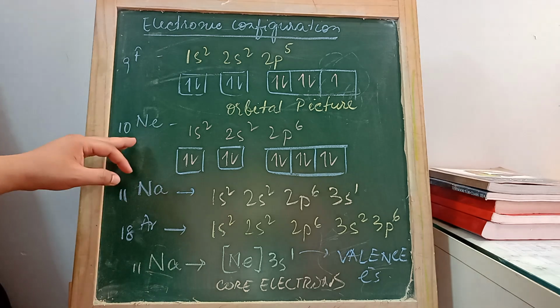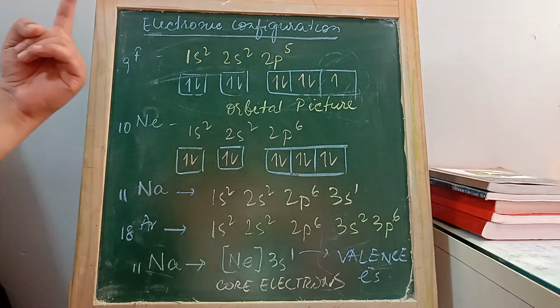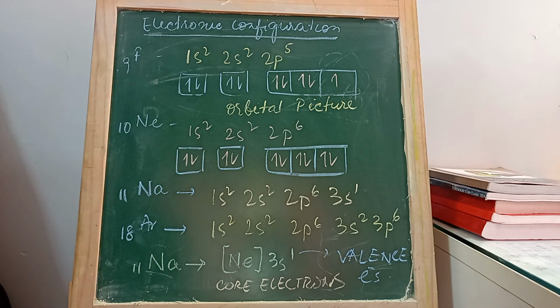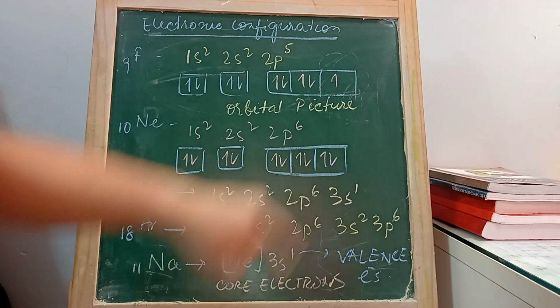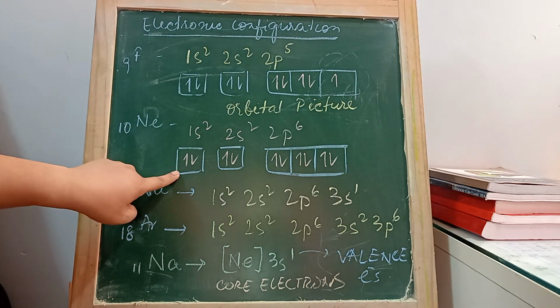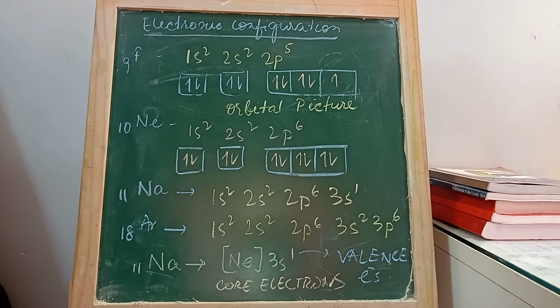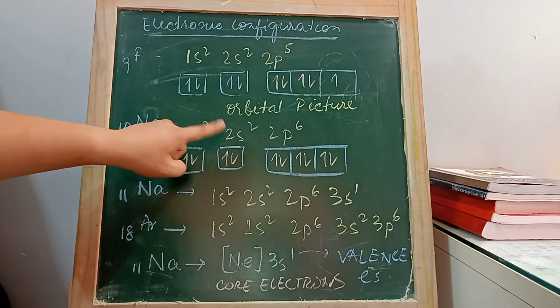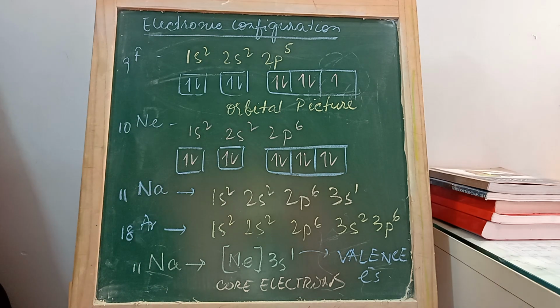Now let's come to neon with atomic number 10, which has one electron more than this. So how will the one electron fill up? It will obviously fill up here, right? So this is the electronic configuration of neon, which is written as 1s2, 2s2, and 2p6.